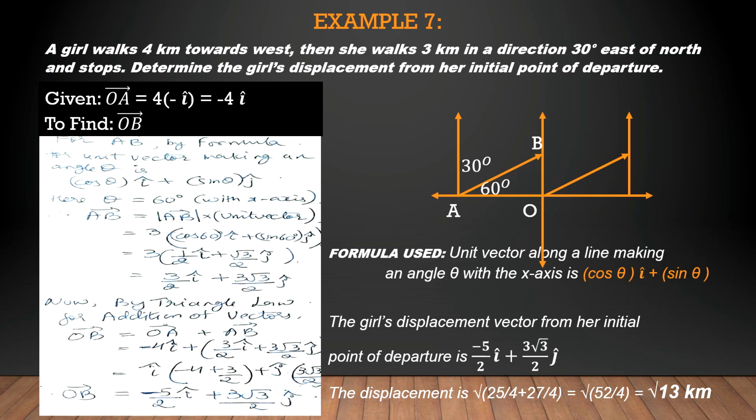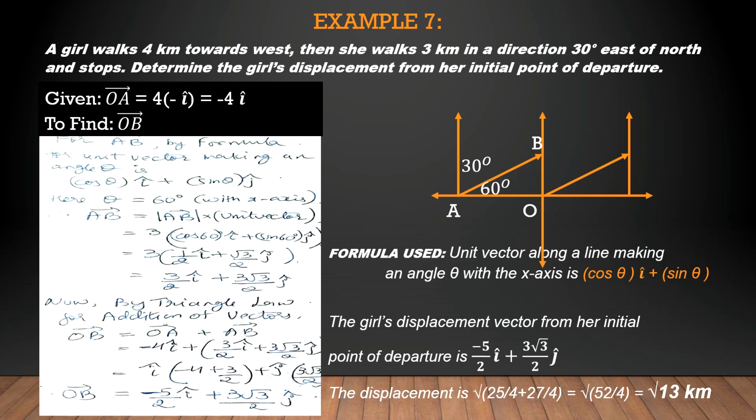Now what we are going to use is the formula we just derived, that a unit vector along a line making an angle theta with the x-axis is cos theta i cap plus sin theta j cap. The direction here is the positive x-axis, and as I told you, if you shift it to the other side, you can evaluate it properly. Now we want to find the girl's displacement vector from her initial departure, that is, the magnitude of vector OB.